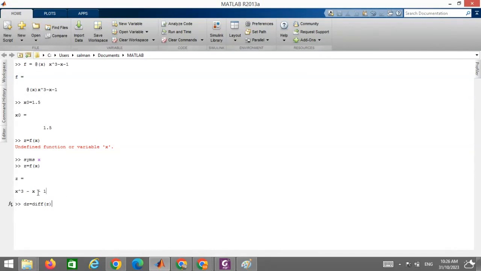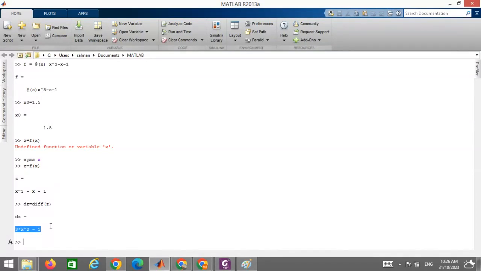So now z has my f of x function, x cube minus x minus 1. Now I am differentiating with the help of this function diff in MATLAB. It should give me the answer 3x square minus 1. Okay, let us see. So it has been verified that 3x square minus 1 is the derivative of our function f of x.